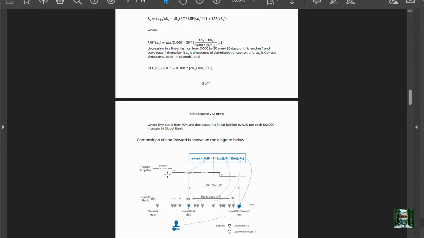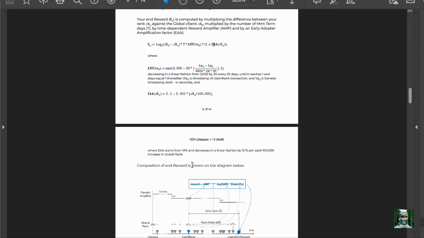And here we can see that we have something called the reward amplifier. So you can have this in mind, but just to explain it, it's a number that starts with 3,000, and every 30 days it's going to decrease by 30.